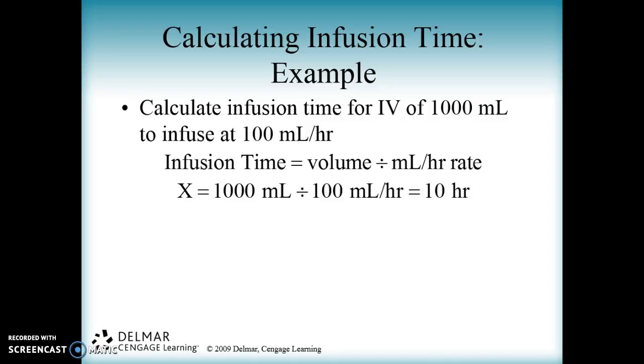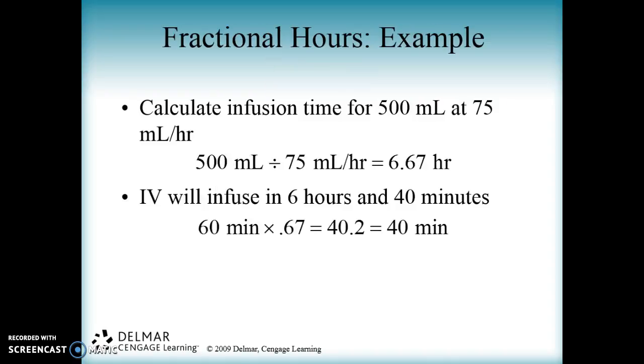It's pretty straightforward. The one thing that you do want to keep in mind is that sometimes the time we're given, we might need to calculate it and change it into minutes. If you need to change a partial hour, a fractional hour, into minutes, here's an example for you. You're going to take that fractional part, that 0.67, and multiply it by 60. That's how you change that fractional part to minutes. You just take it times 60.